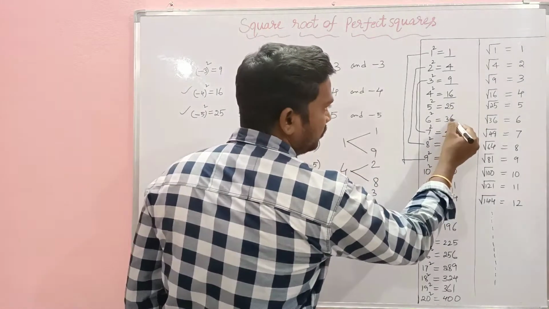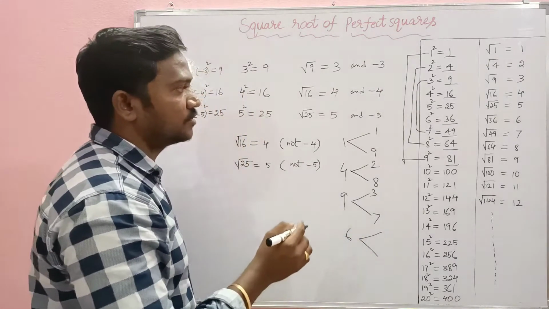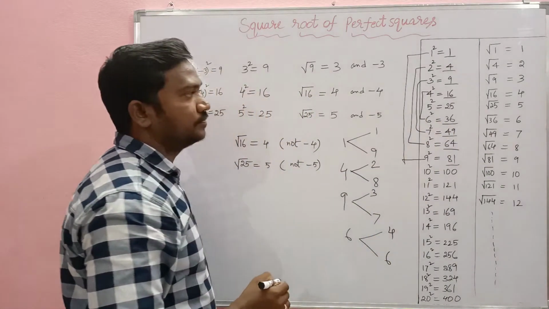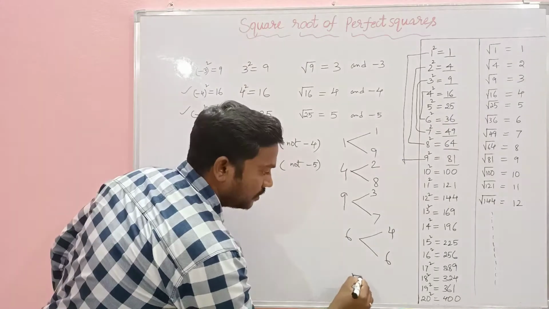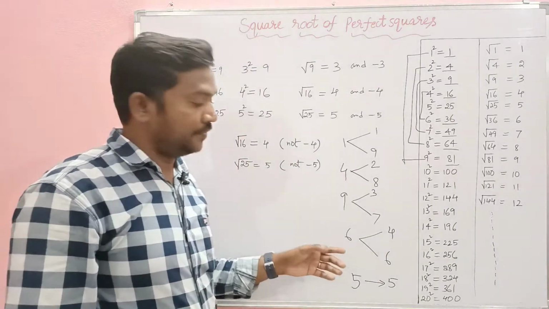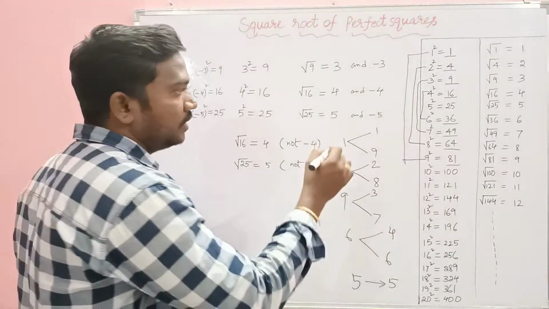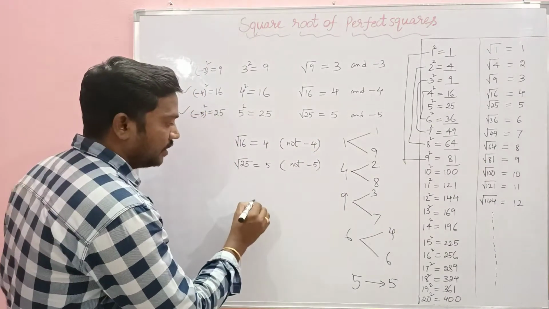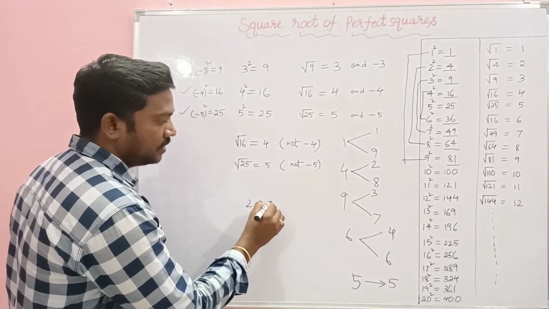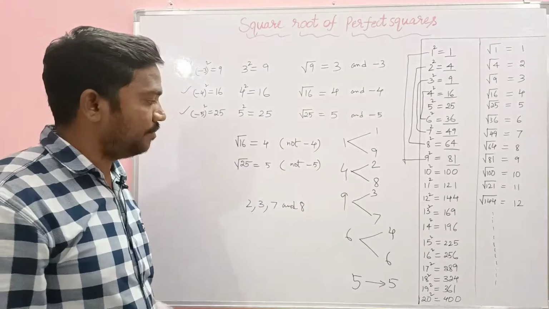If the number ends with the digit 6, the units place of the square root of that number is either 4 or 6. If the number ends with 5, the units place of the square root of that number is 5. So, numbers that end with the digits 2, 3, 7 and 8 are not perfect squares.